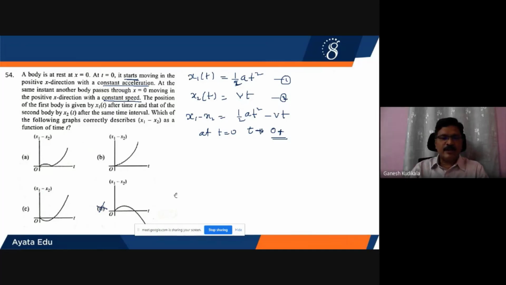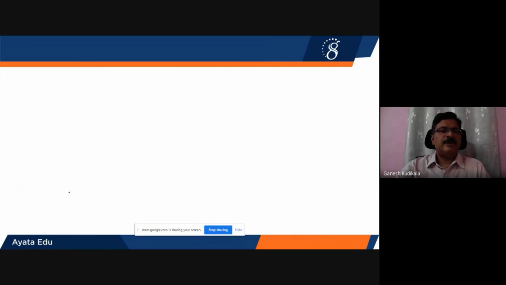Here there is no negative. Here there is no negative. Only one option is there. So definitely an upward parabola with initially negative displacement should be there. That is explained by this curve here. Therefore, your option C is correct. Option C is correct. Okay, children, let us move on to the next one.